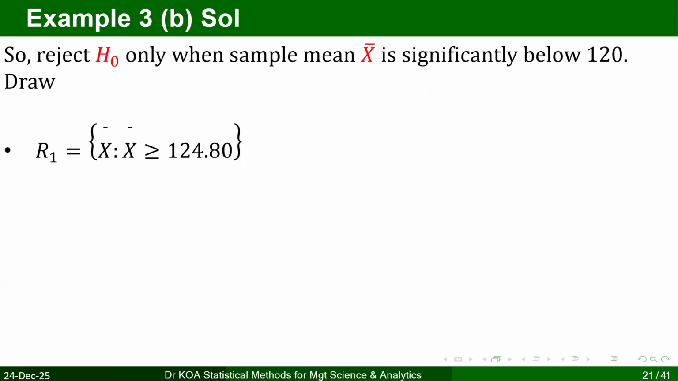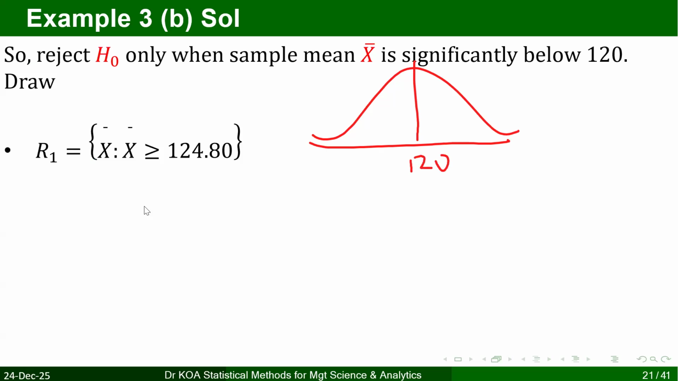Now, the best thing you can do is to draw, because when you draw, you're going to have something like this. The mean is 120, so you put 120 here. And then you take the first option. If we draw, 124 is going to be to the right of that. 124 is going to be to the right.